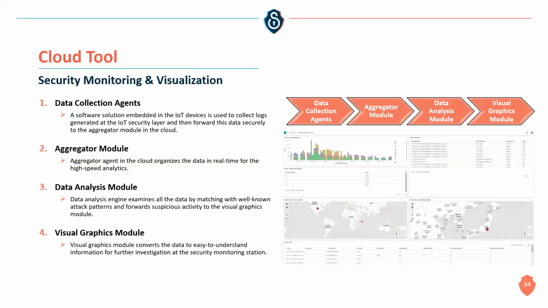In order to make the interpretation of the data easier for the security people to monitor, we have used the visual graphics module that converts all that binary data into easy to understand information in a graphical manner, which you can see on the right side. It tells you the situation, what kind of attacks are happening, what kind of packets are being observed, which part of the world the source is coming from, as well as the destination target area.